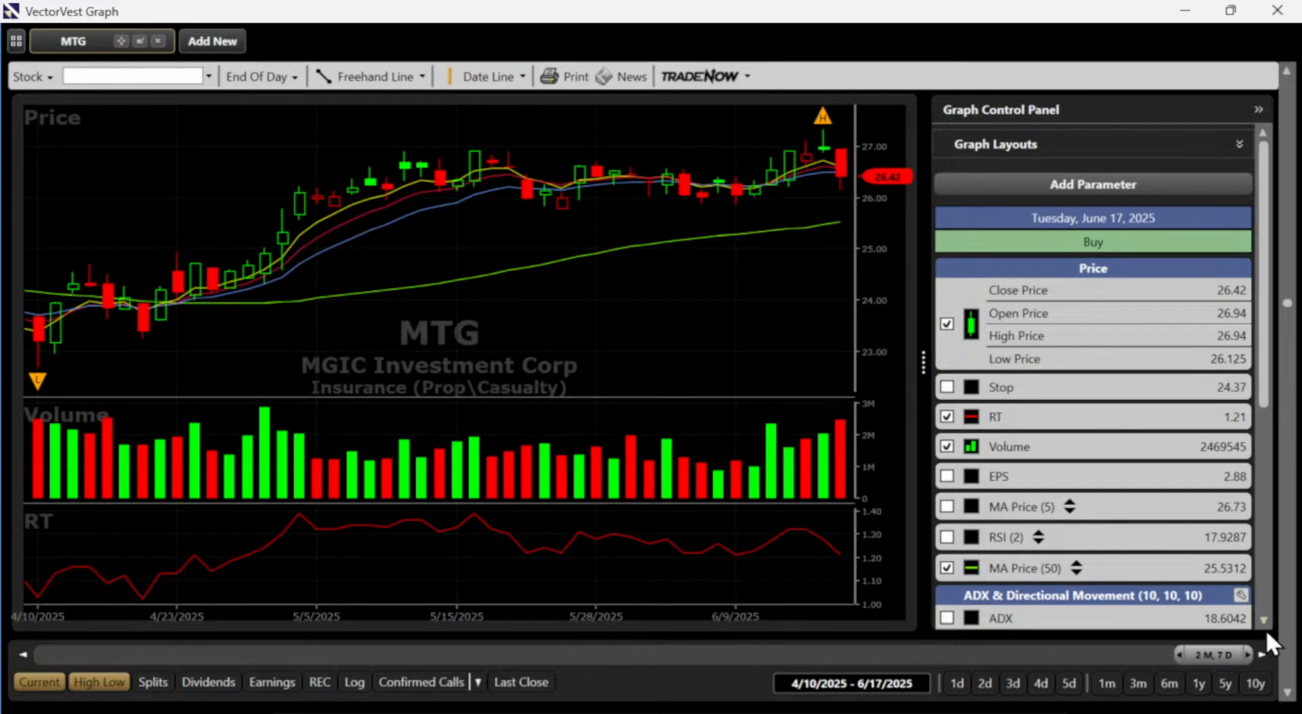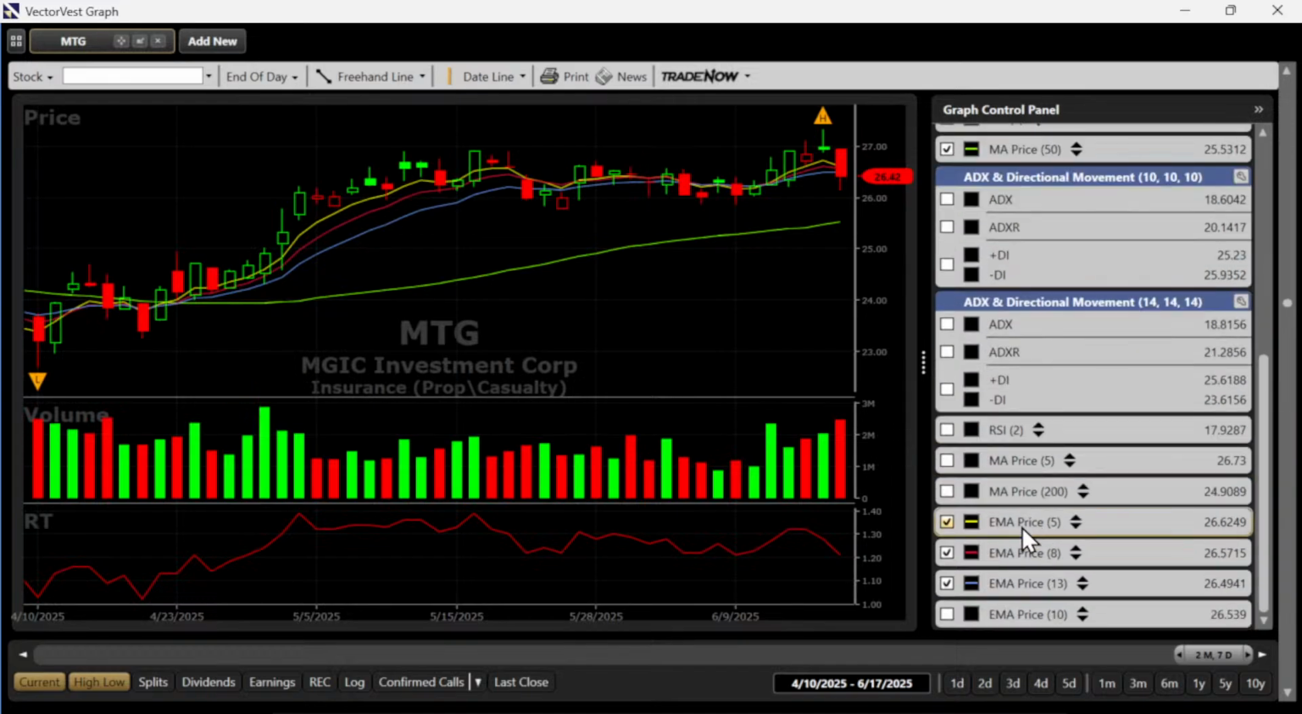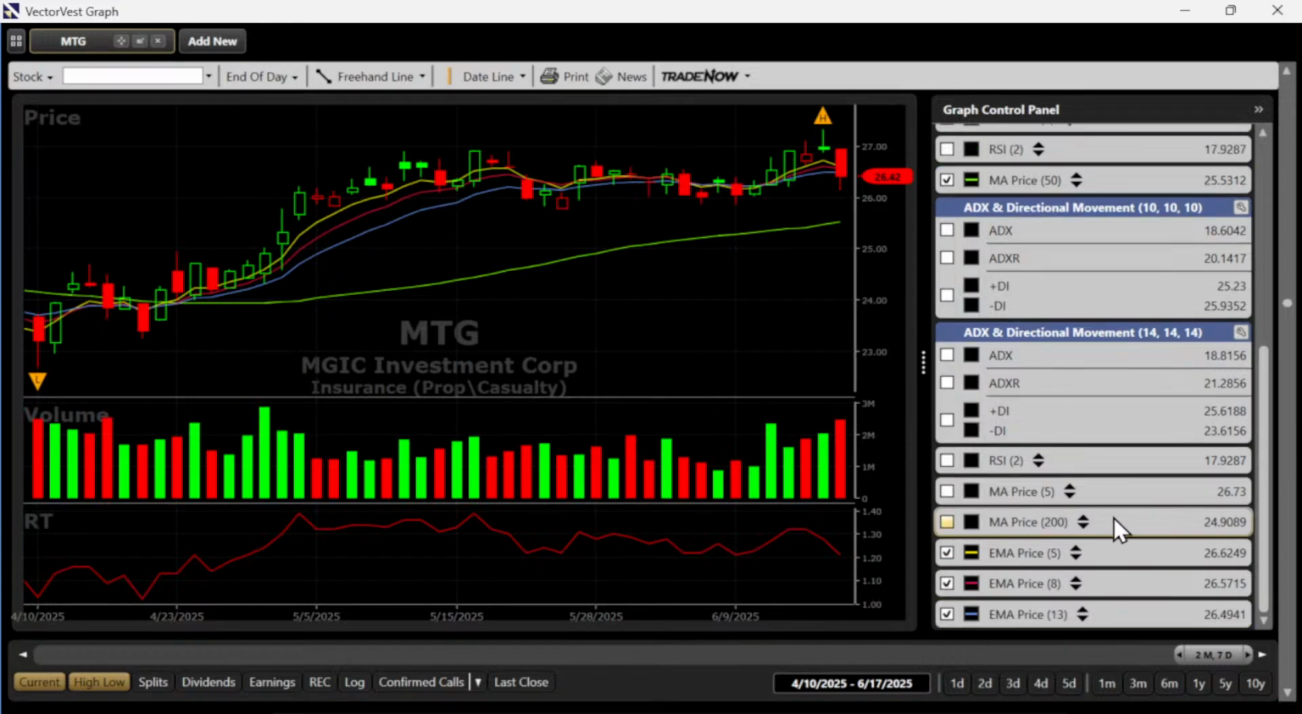All right. To set up the EMAs on the chart, just simply right click on price, go to add moving average, exponential, select 10, and then change the value. And then check the box. Okay, that's how you do it for all moving averages.